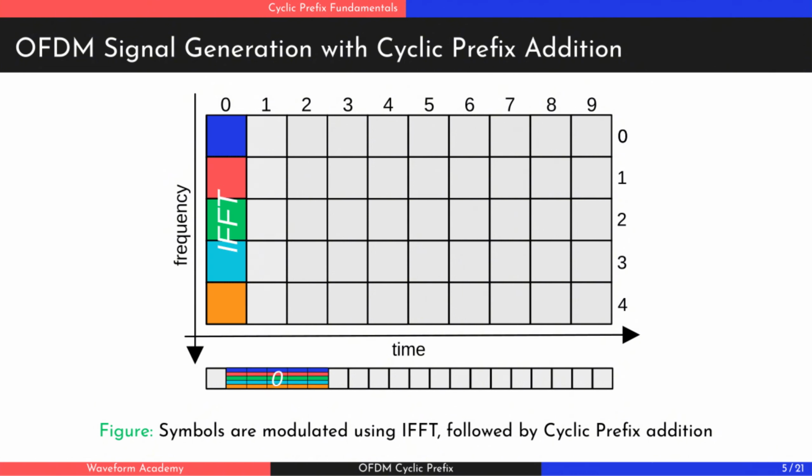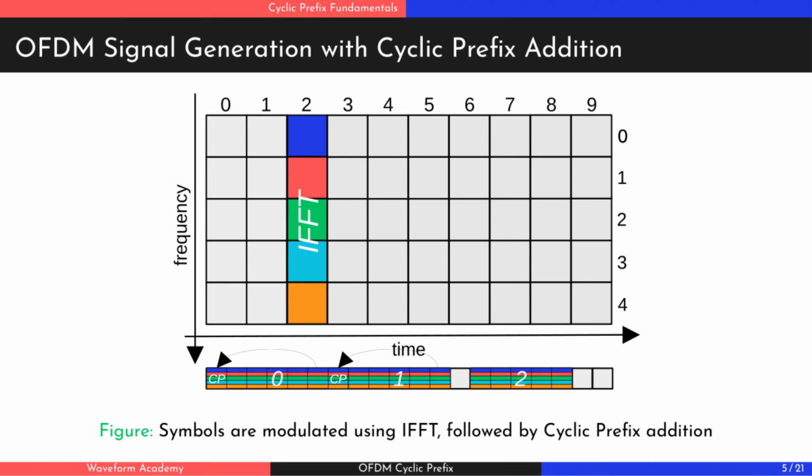After applying the IFFT, a small portion from the end of the modulated symbol is copied and appended to the beginning, creating what we call the cyclic prefix. These two steps, IFFT processing and cyclic prefix addition, are then repeated for each OFDM symbol, just as we discussed before. And that brings up an important question. Why is the cyclic prefix needed? The key reason is to prevent intersymbol interference, ISI.